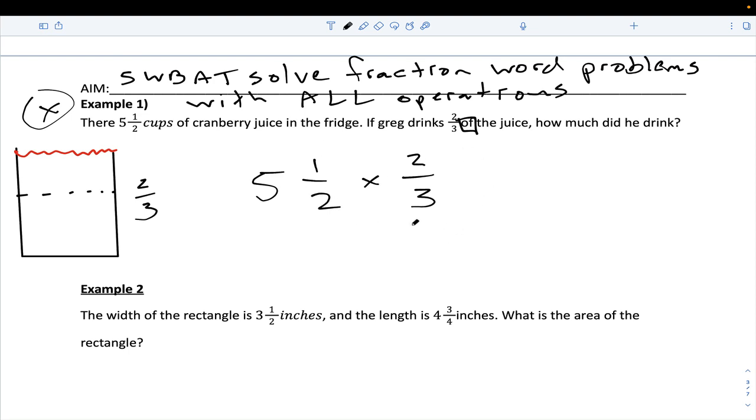What do I do to this first fraction, Hannah? 5.5 as an improper fraction is what, Ashton? Okay. When you multiply or divide, we're always changing mixed numbers to improper, so we can cross-cancel. Can I cross-cancel anything from here, Juliet? Yes. What do you see? You can cross-cancel the 2 and 10.